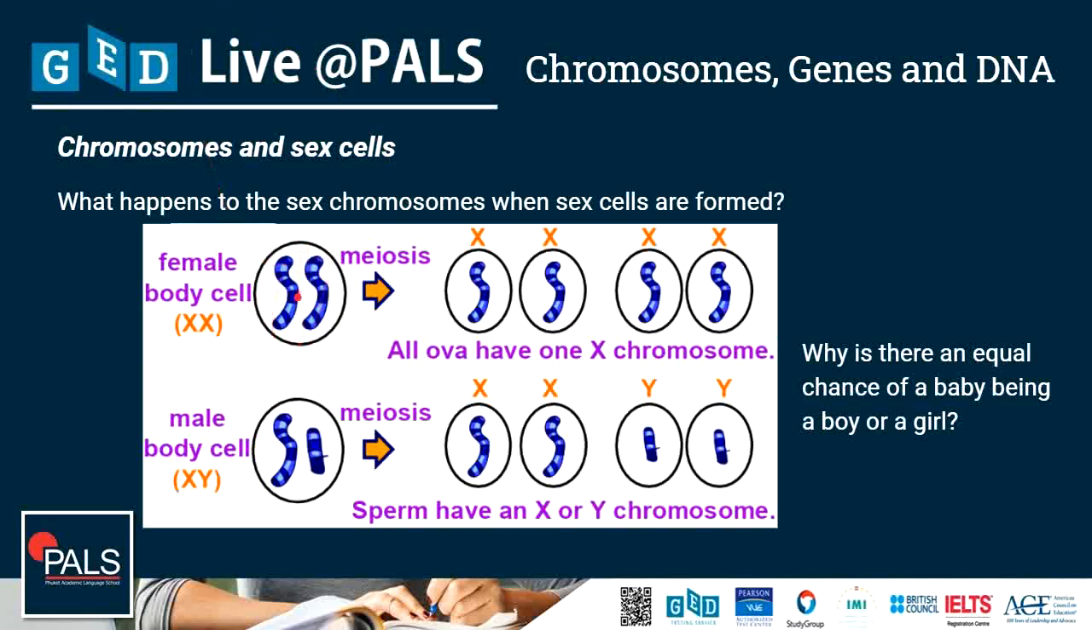So the egg cells are made from female body cells, and we can see that the X chromosomes will split up, so each egg cell has an X chromosome. Here we have a male body cell that will undergo meiosis to form sperm cells, and we can see we have a 50-50 chance of having either an X or a Y in the sperm cell. So why is there an equal chance of having a boy or a girl? 50-50% chance, because 50% of the sperm cells have an X chromosome and 50% have a Y chromosome.